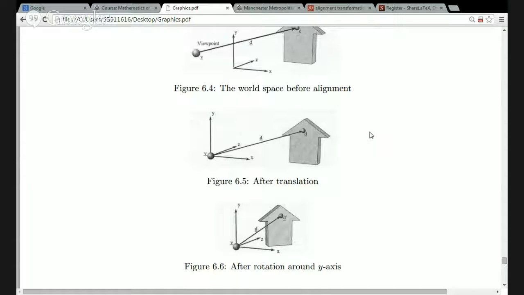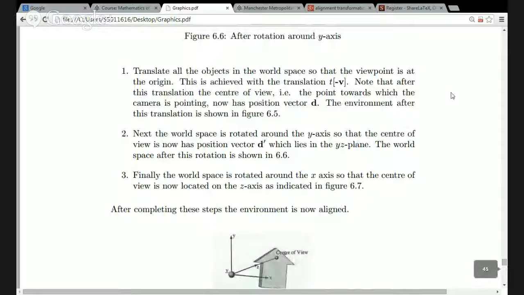Now the next thing we need to do, looking at that, 1, 2, 3, is to do a rotation, so that the center of view is brought onto the YZ plane.